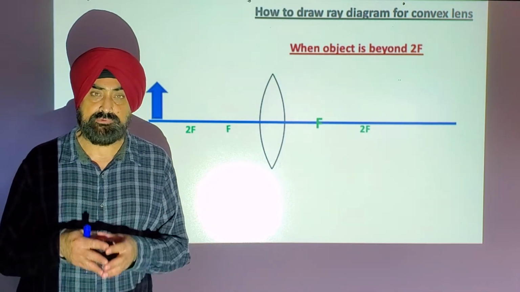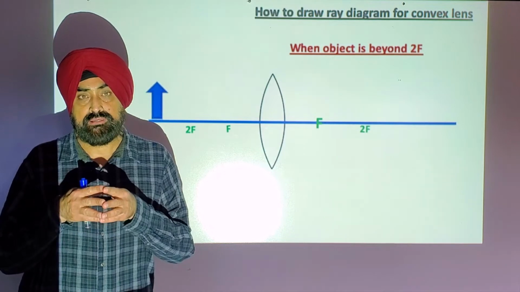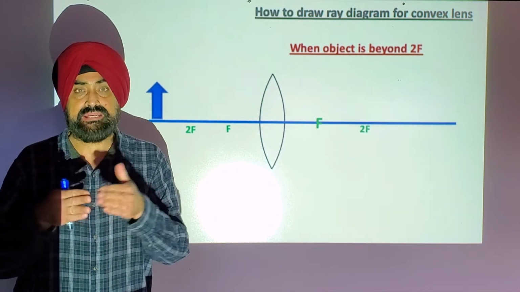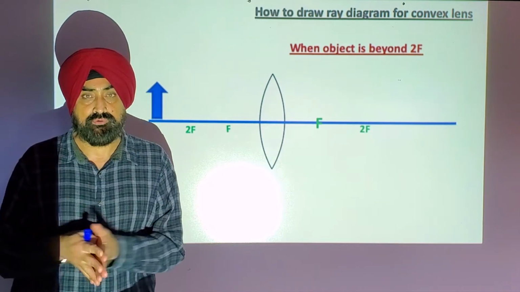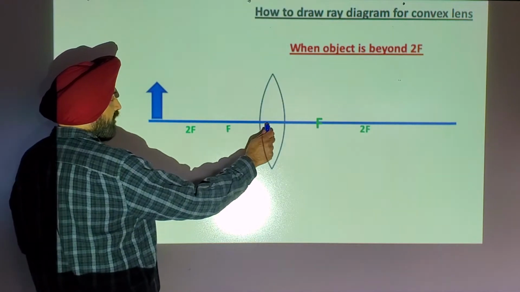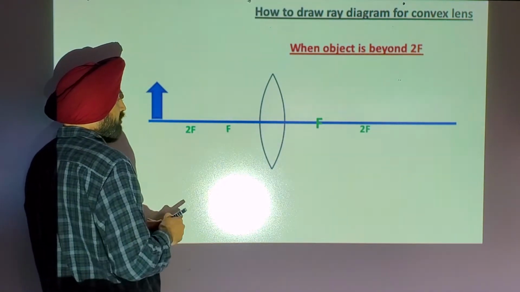The focal point is the point where, after passing through the lens, all the incident rays, after refraction, meet at one point. That is the focal point. So that's the focal length. This is the center of the lens, and this is the focal point.